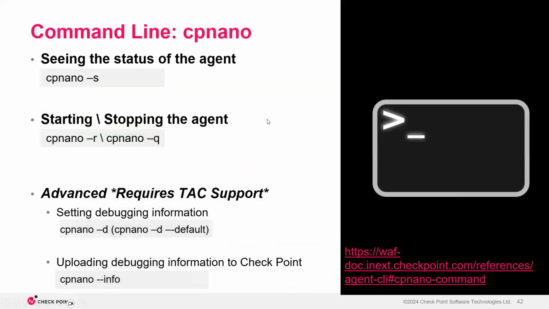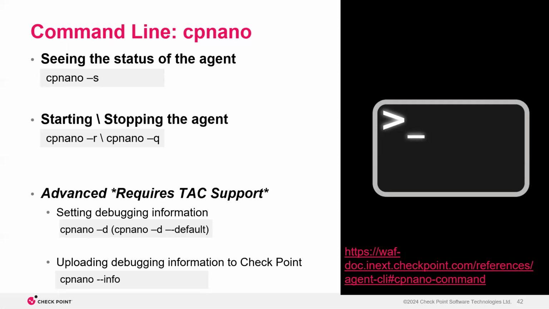And then from a command line perspective, when you have to troubleshoot something or understand something, there's a full command line available. So being able to see the status of the agent, is it communicating back to the fog or to Checkpoint's cloud? CP nano -s will give you that status. If you want to start and stop the agent running, you can do -R or -Q for that.